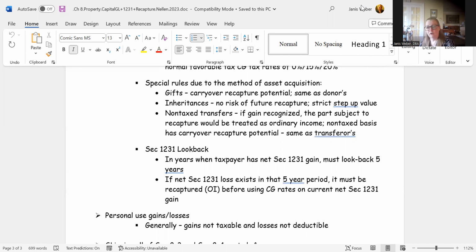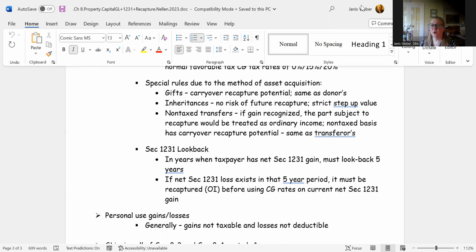So it carries over the characteristics as it comes to you, because that's the way basis works in gifting. On the other hand, an inheritance, when you get something because someone died rather than while they were alive, then you get the assets at a stepped up basis. The new basis is the asset's value at the date of death usually.